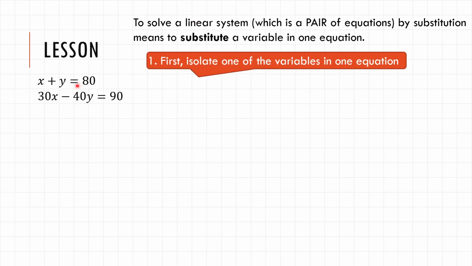Step 1 is to choose one of the variables in one of the equations. So I'm going to choose this one. This is equation number 1. And I'm going to choose one variable and isolate it. Let's isolate y. Okay, no particular reason. If you had chosen to isolate x, you would end up with the right answer no matter what. But I'm choosing to isolate y. So I'm subtracting x on both sides, and now I have 80 minus x. That's the value of y.